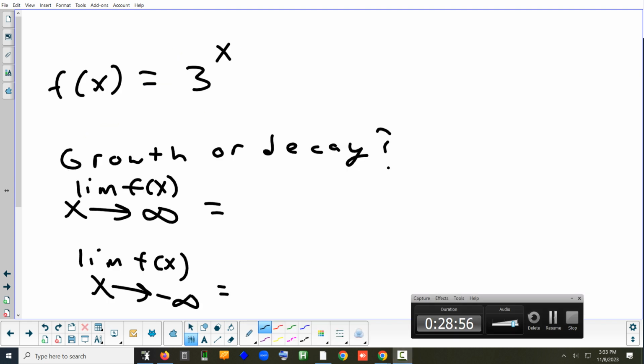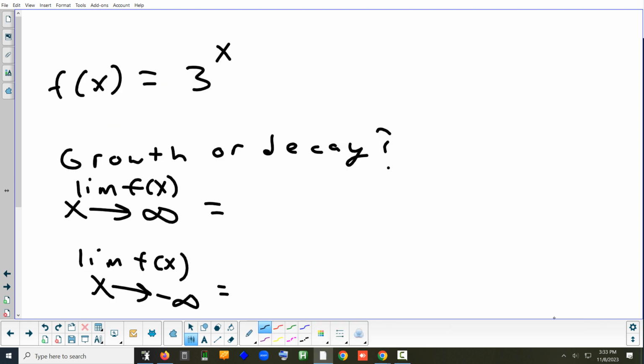Okay. So this one, we're first going to just determine if f of x equals 3 to the x is a growth or a decay function. Which one is it? Growth. Yep, it's growth because the base is bigger than 1. So growth is going to look something like this.